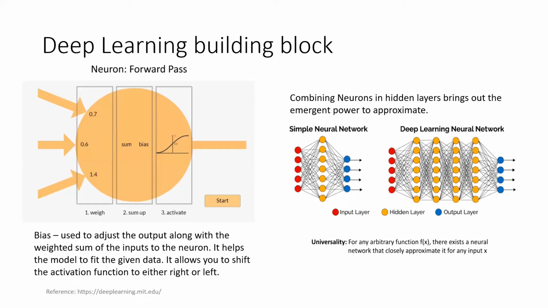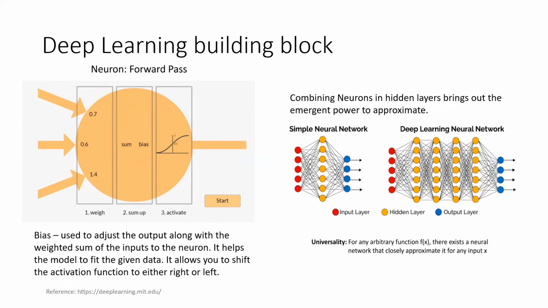So this is the deep learning building block, and that is the neuron. Here we're talking about the forward pass. We're going to have a neuron, then inputs to the neuron. Those inputs can be anything: numbers, images, vectors, sequences of numbers. Then after giving these inputs to the neuron, we assign different weights to them. So what do the weights do? The weights just show you the level of importance.